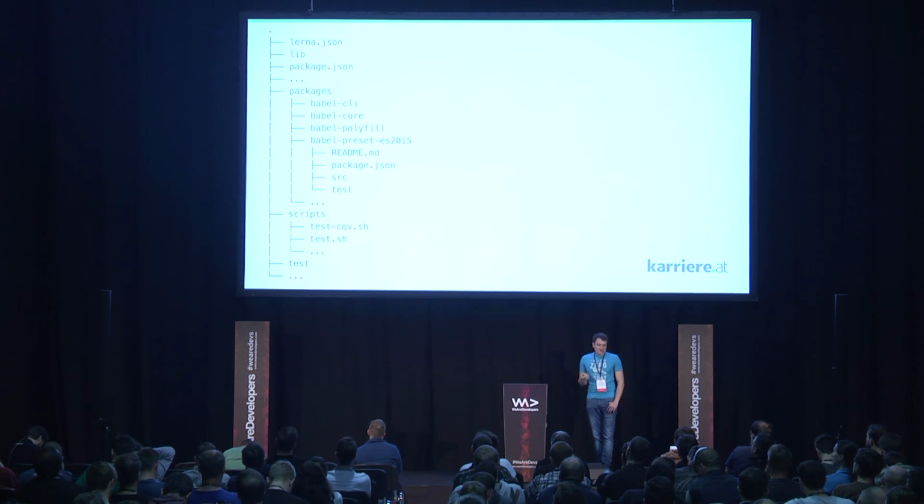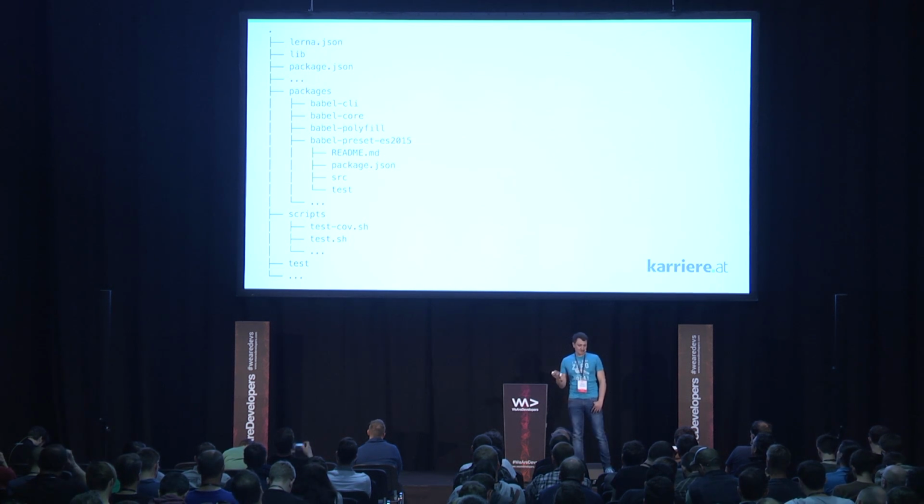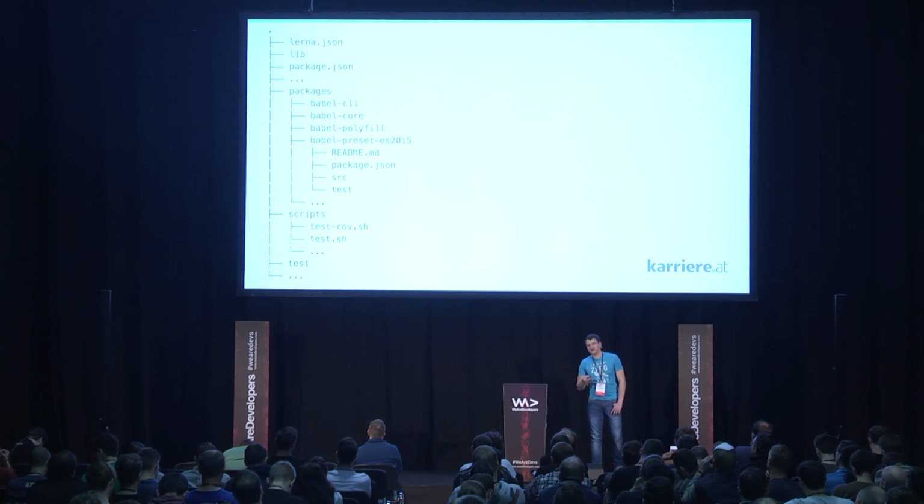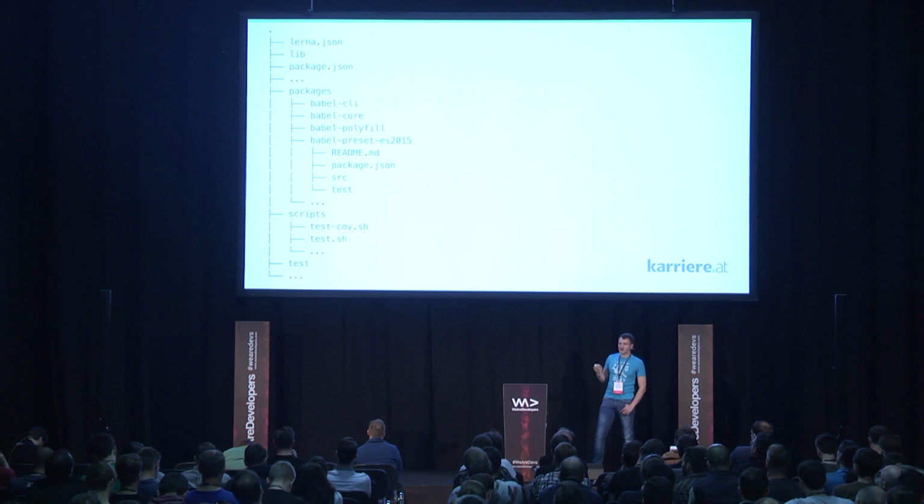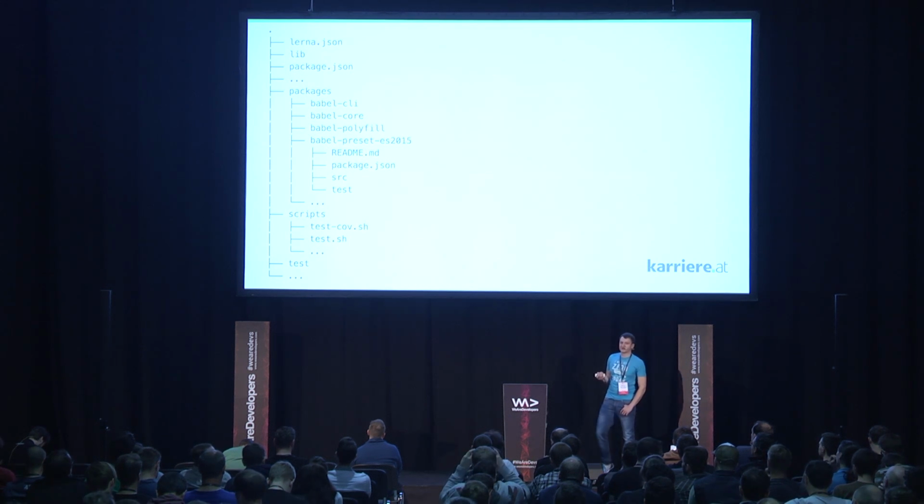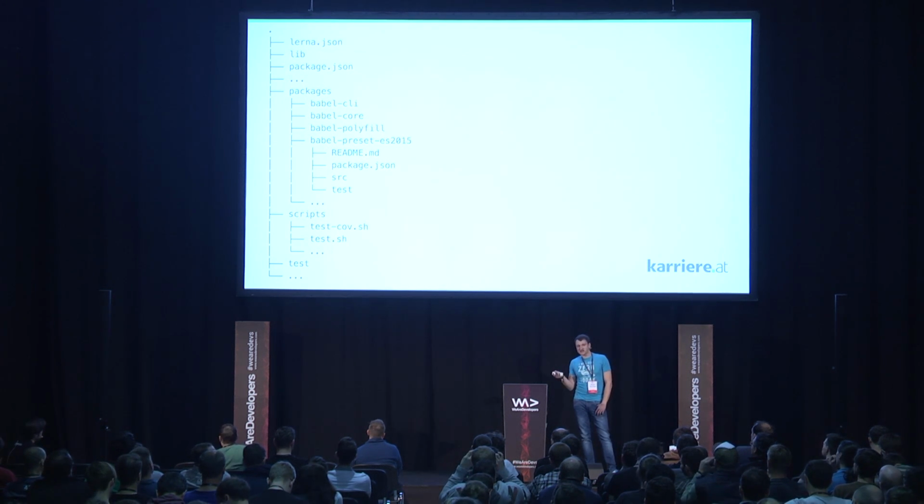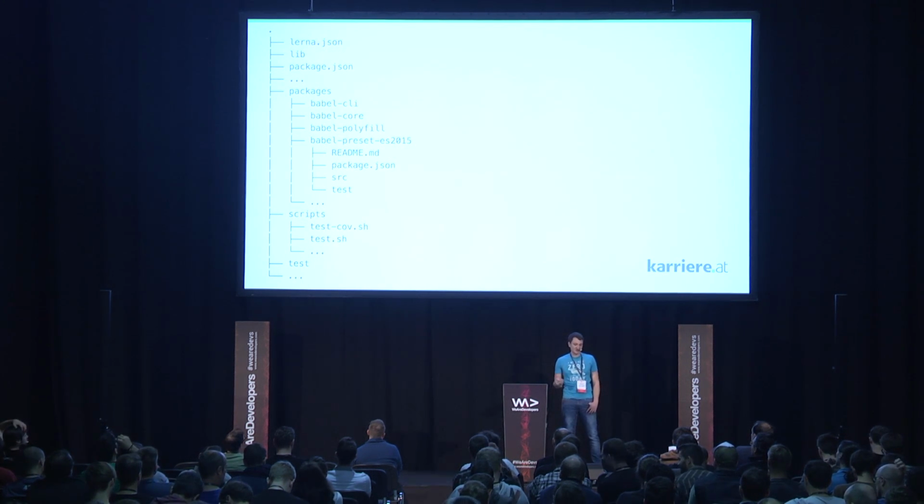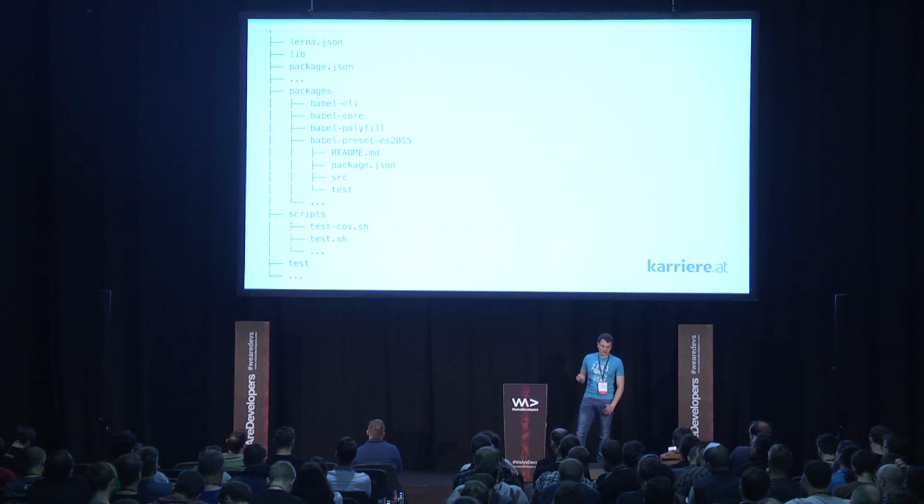Then there is a package.json file, which is a configuration file for the NPM package manager. And then there is the packages directory. The packages directory contains all of the more than 100 packages which are contained in the Babel monorepo. And we can see how those packages look with the example of the Babel preset ES2015 package. Every package contains its own package.json configuration file for the NPM package manager and has test files and source files and so on, and a README.